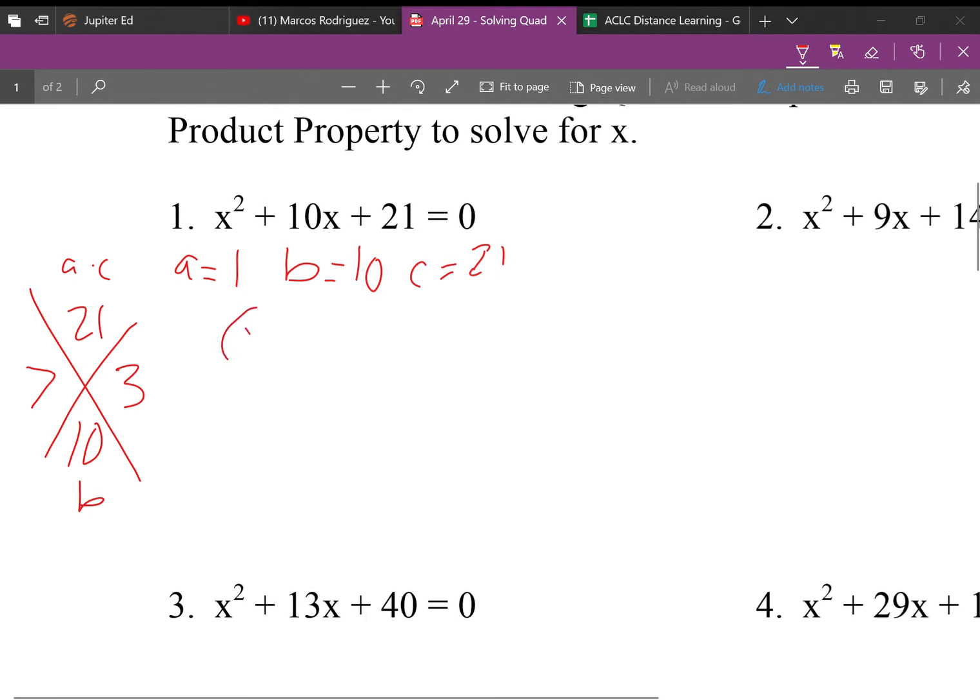Now when A is 1, that's all you have to do for the factoring. So this becomes x plus 7 times x plus 3. Now since it was equal to 0 before, it's still equal to 0.